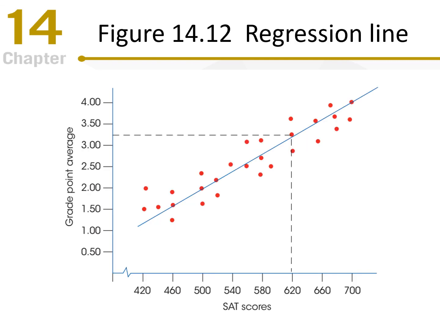So here's an example of a regression line. There's my scatter plot between SAT scores and grade point average. It's positive, and since the dots are kind of clustered together pretty well, it's a fairly strong positive correlation between SAT and GPA. Now, that doesn't mean that SAT scores cause you to have higher or lower GPAs, because we know there are a lot of factors that influence GPA other than just SAT.